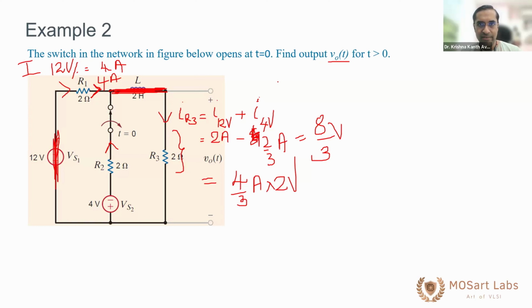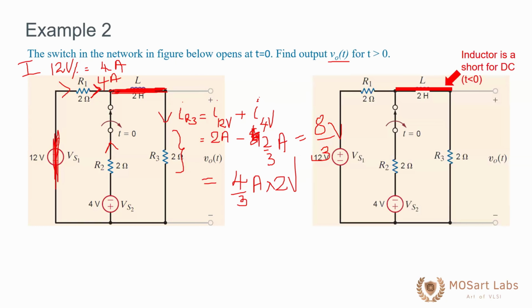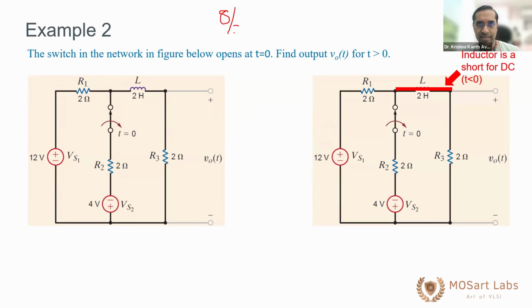So, what did we get? The initial voltage is 8/3 volts. So let's write it down here: V0 at 0 is 8/3 volts. Let me take this out and redraw it, so that with fewer elements it's easier visually and makes life simpler.